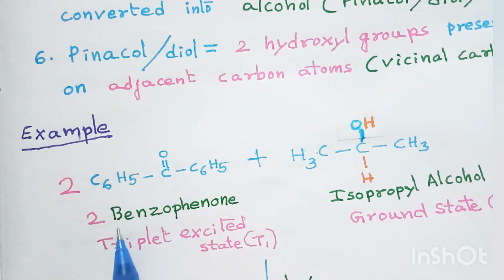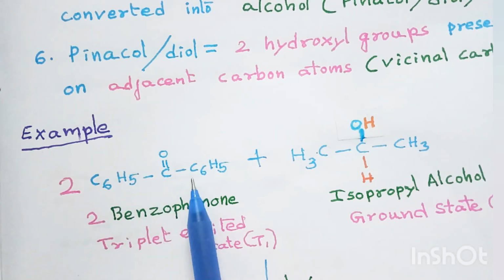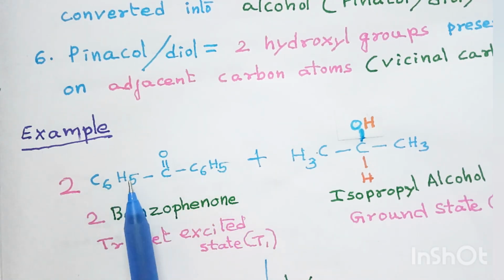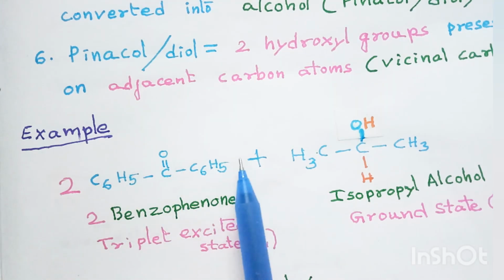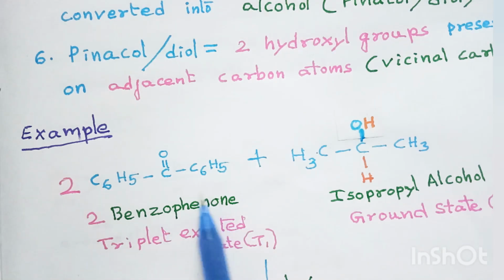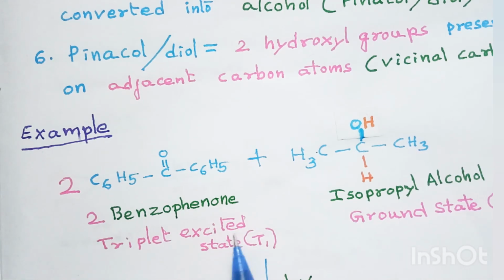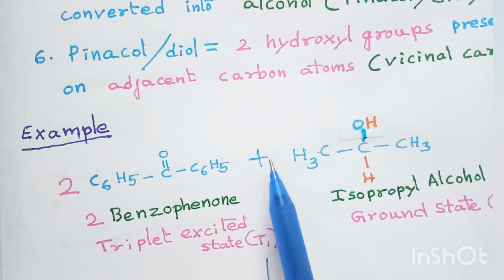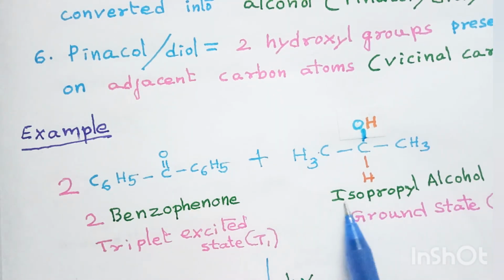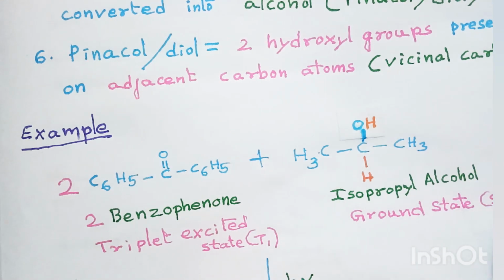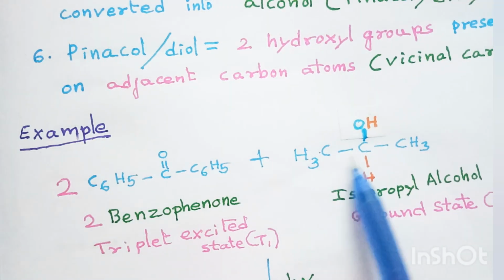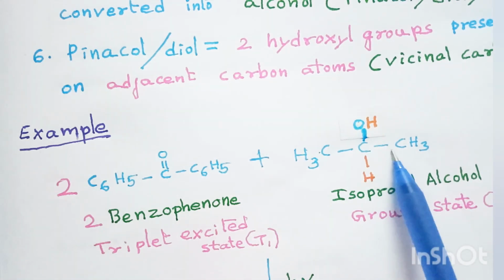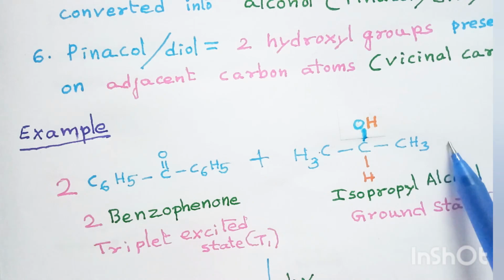2 moles of benzophenone. Benzophenone is a carbonyl compound attached to 2 benzyl groups, C6H5, C double bond O, C6H5. This is benzophenone. 2 such benzophenones, which are present in triplet excited state, will react with isopropyl alcohol present in ground state, S0. CH3, COH, CH, CH3. This is isopropyl alcohol.